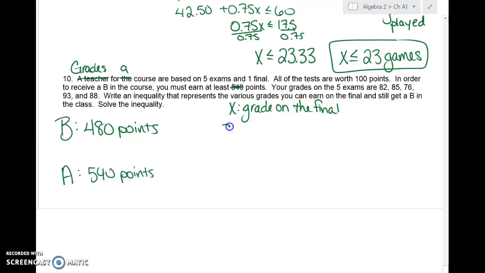So we have 82, 85, 76, 93, and 88. And our final exam. To get a B, we have to earn at least 480 points. Can we earn exactly 480 points? Yeah. So equals line. Can we earn less than 480? No. So we don't want to use less than. Can we earn more than 480? Yeah. Yes.